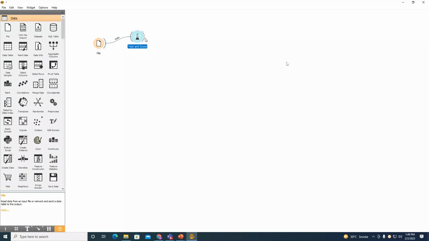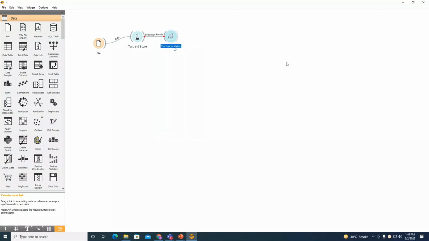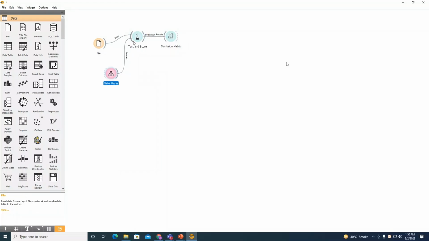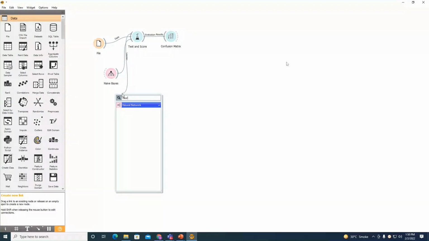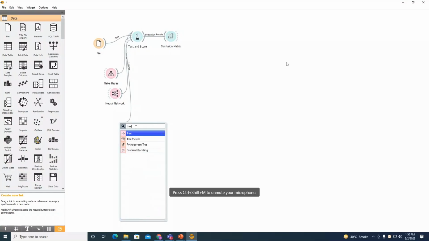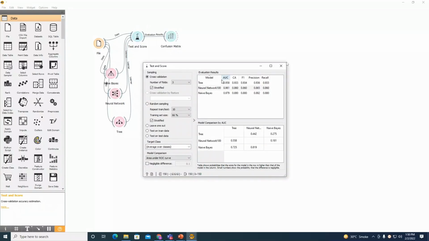So this Test and Score will give you all this. The logic we have seen mathematically has been implemented here, and then we have a confusion matrix. All these values have been calculated from the confusion matrix. So what is your classifier here? Suppose I want to take Naive Bayes, I want to take neural network, I want to take decision tree. I am supplying this data to all my classifiers, and here you see area under curve, classification accuracy, F-measure, precision and recall.